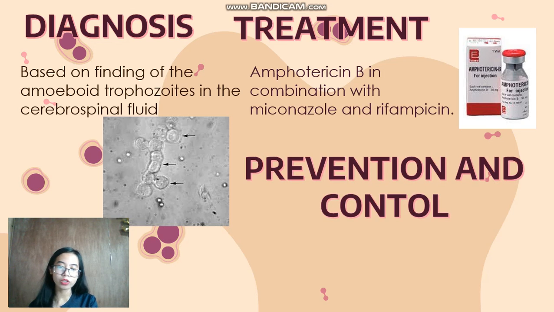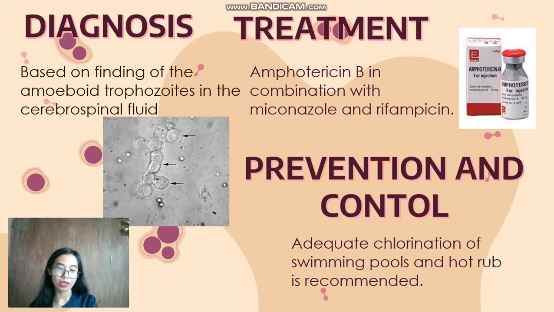So prevention and control. There is no known means of preventing Naegleria infection other than the prevention of contamination of water sources. So adequate chlorination of swimming pools and hot tubs is recommended. So it is recommended to disinfect the swimming pools because swimming pools can be contaminated.